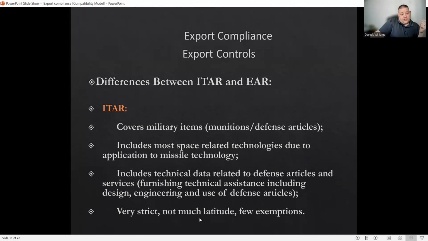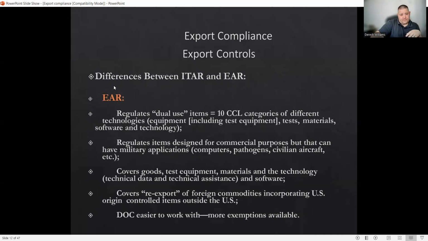And again, they're very strict. There's not much latitude when we're talking about export exceptions under the ITAR. Very few exceptions to that. EAR, again, regulates the dual use. They have 10 CCL categories.